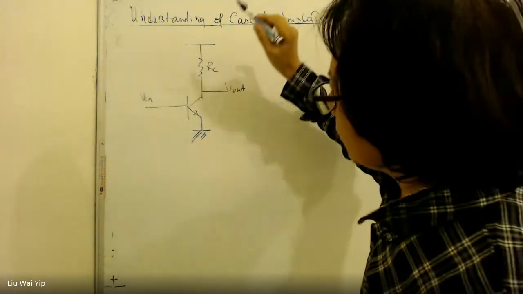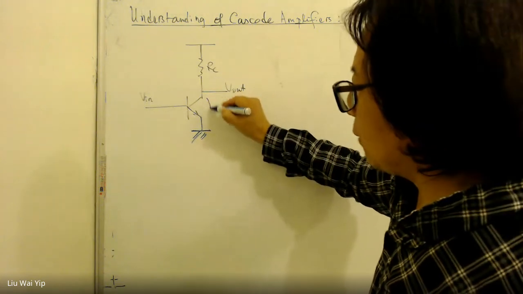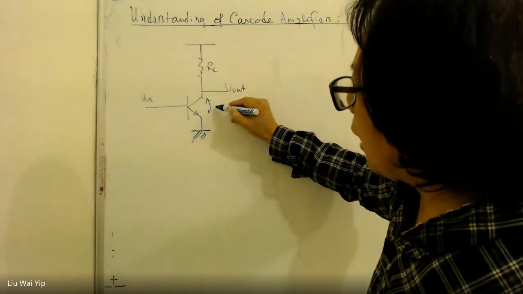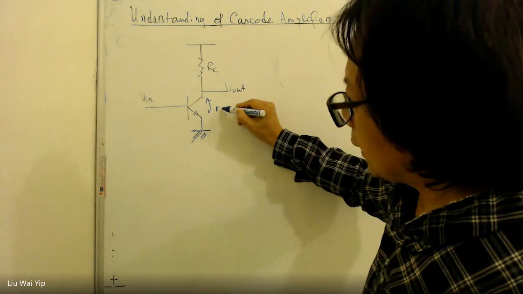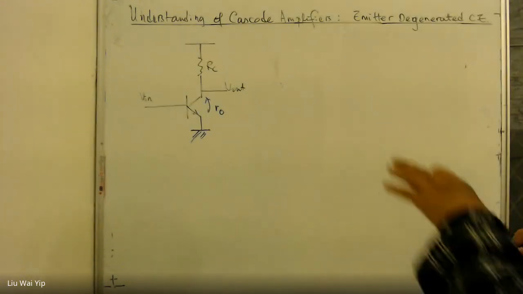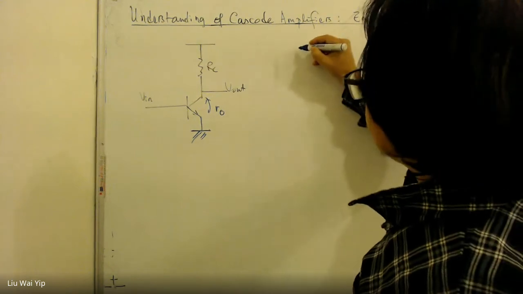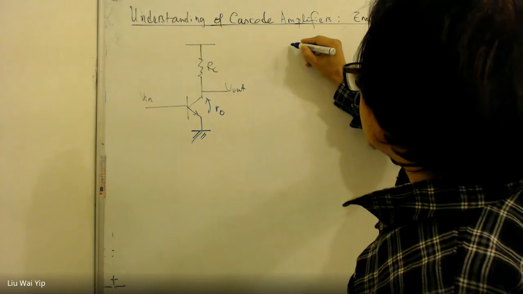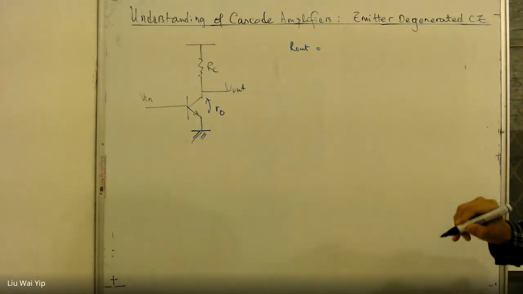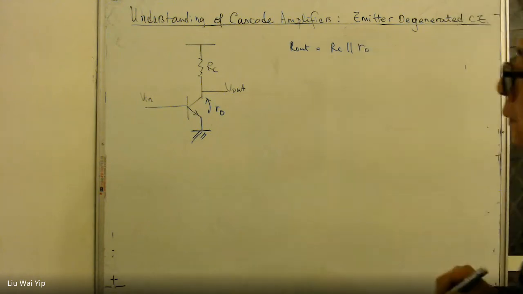And we know that in this structure, if the transistor is not perfect, we have an early effect. And with the early effect, we end up with an output early effect resistance. And we know under these circumstances, the output resistance is going to be RC in parallel with R0.